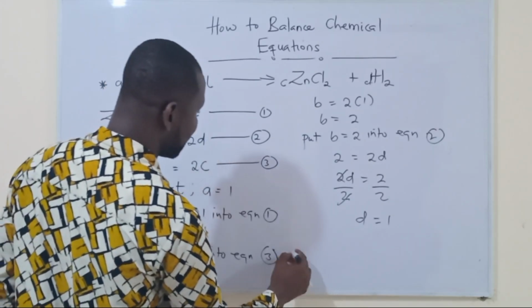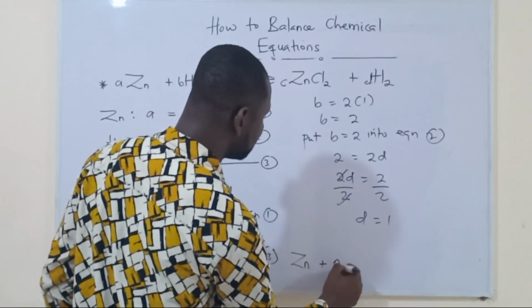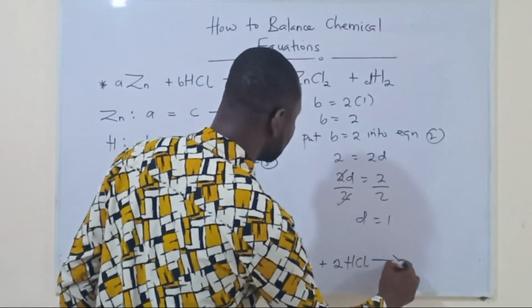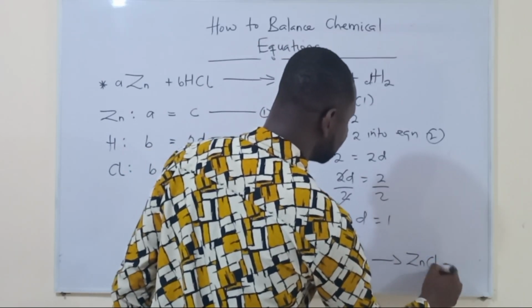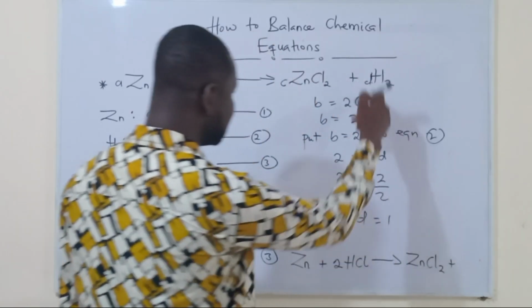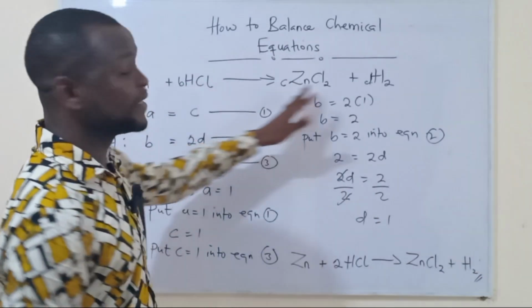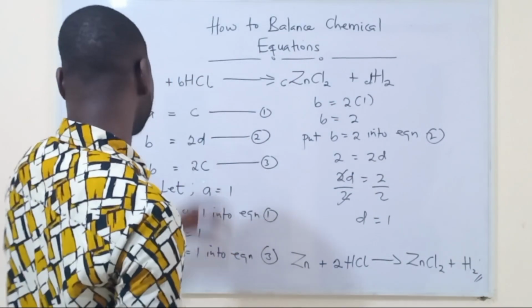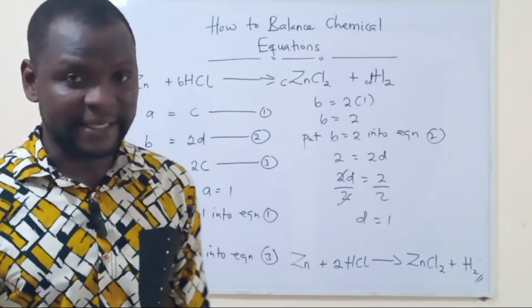We don't write 1, so I have Zn plus B is 2. I'm going to get 2HCl to give me C is 1. So I don't write the 1, ZnCl2. Then D is equal to 1. So I just have H2. This becomes the balanced chemical equation using the simultaneous equation method. I hope you understood. Let's try one last example.